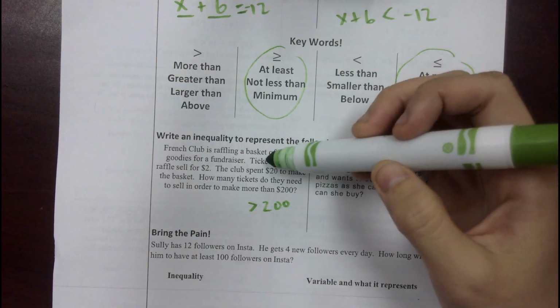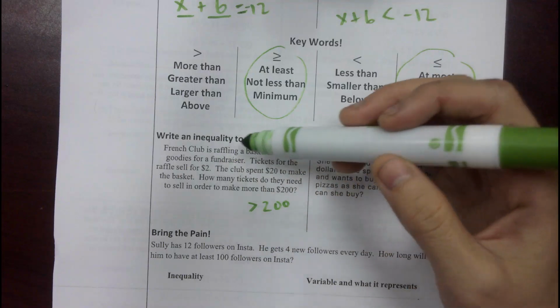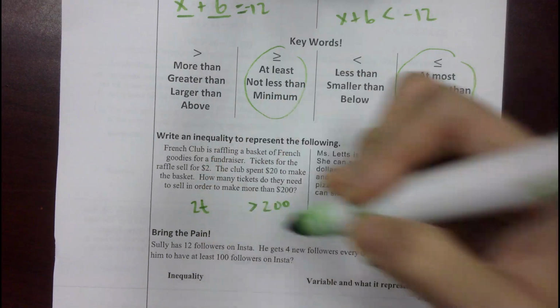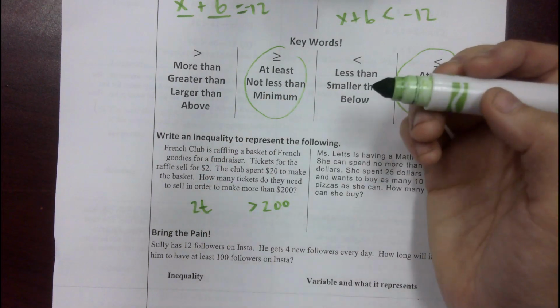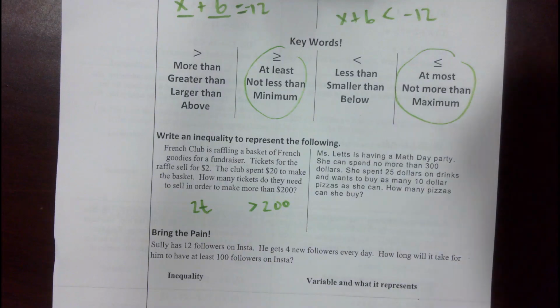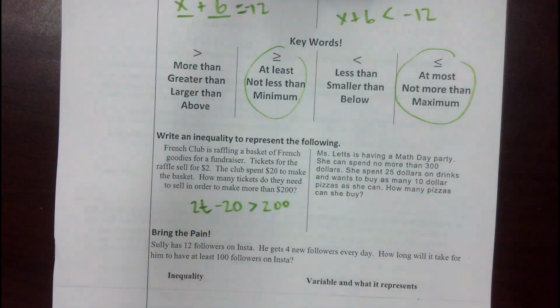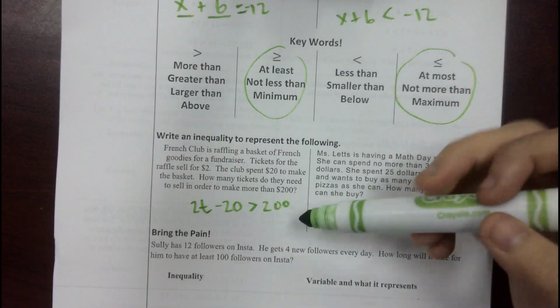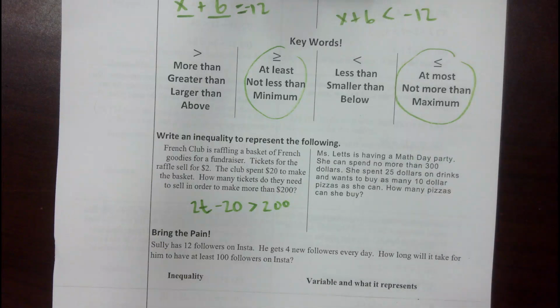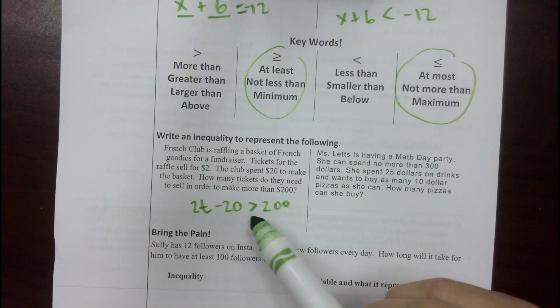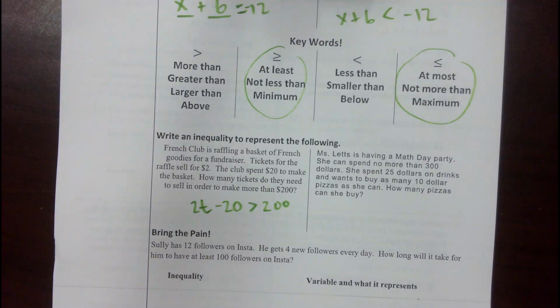So we know that we're going to sell $2 for every ticket, so 2T. But we already spent 20, so we need to account for that for our profits. So we already spent 20, so it's going to be negative 20. And this is it. This is our equation. 2 times the number of tickets we sell minus the $20 it cost us needs to be greater than 200, right? All right, let's look at the next problem.